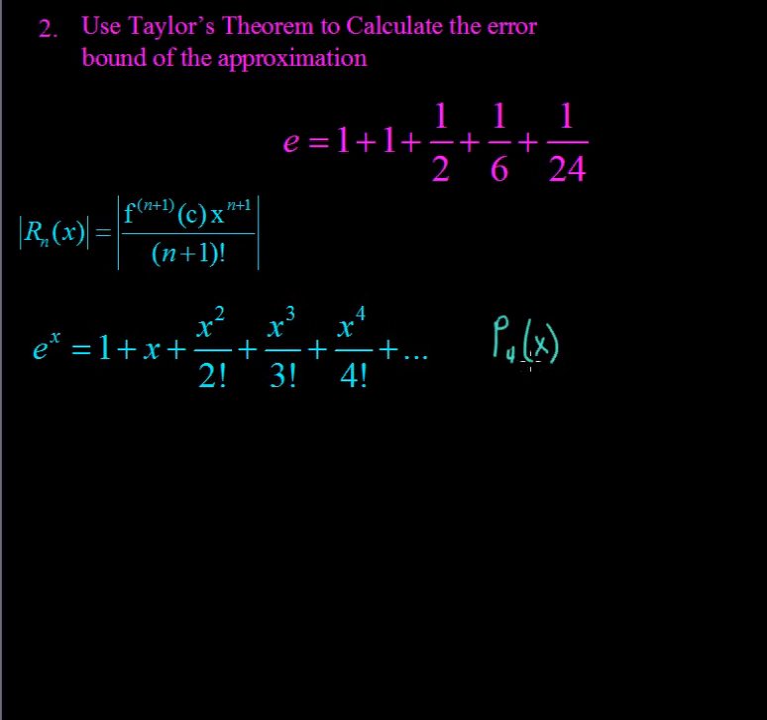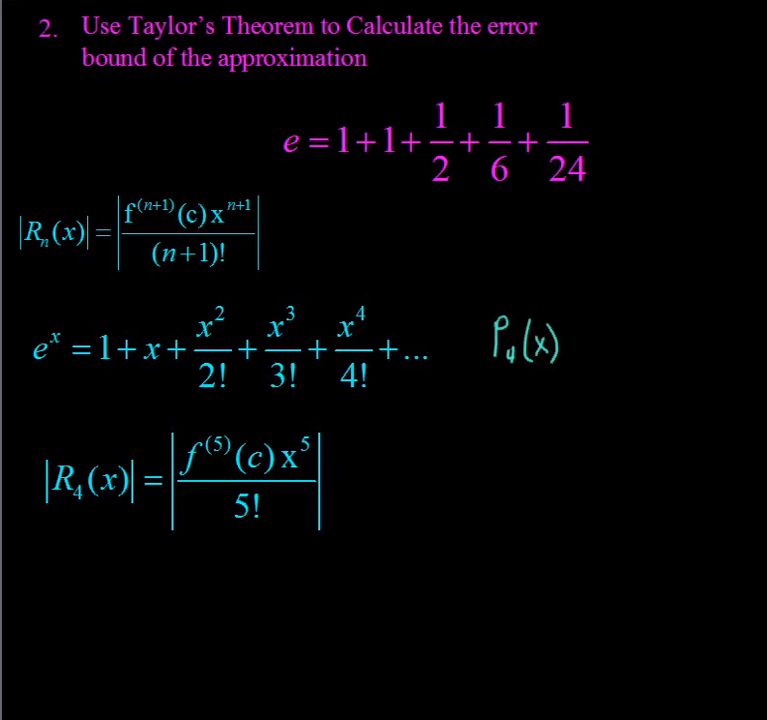So what we're looking for is the 4th remainder. The 4th remainder is the 5th derivative of c times x to the 5th over 5 factorial. And remember that c is the place that the derivative will give us the highest value, the maximum error. Because remember, this is the error bound, so it's the biggest error that we could possibly have. So that's R4 of x.